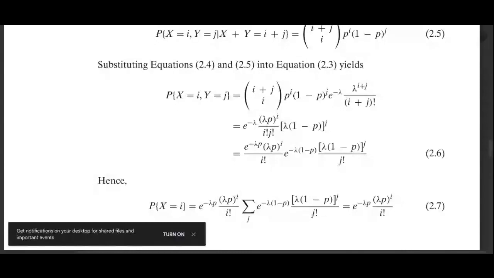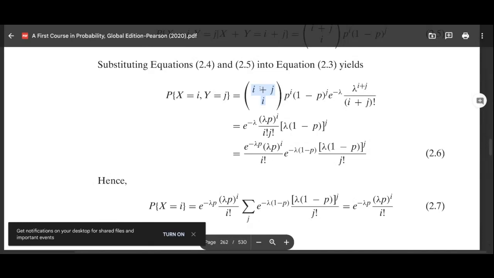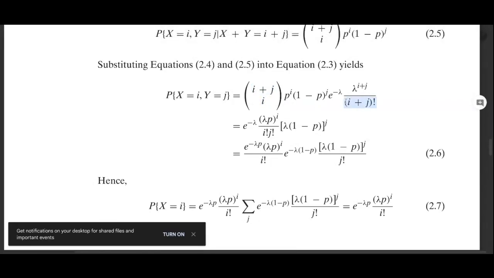And if we simplify this one, this is (i plus j) factorial divided by i factorial divided by j factorial. So that simplifies: (i plus j) factorial divided by this (i plus j) factorial, this is gone. So I'm left with i factorial, j factorial in the denominator. Now, if we rewrite this, we see this part is just Poisson with parameter lambda p, and this part is just the Poisson with parameter lambda (1 minus p).